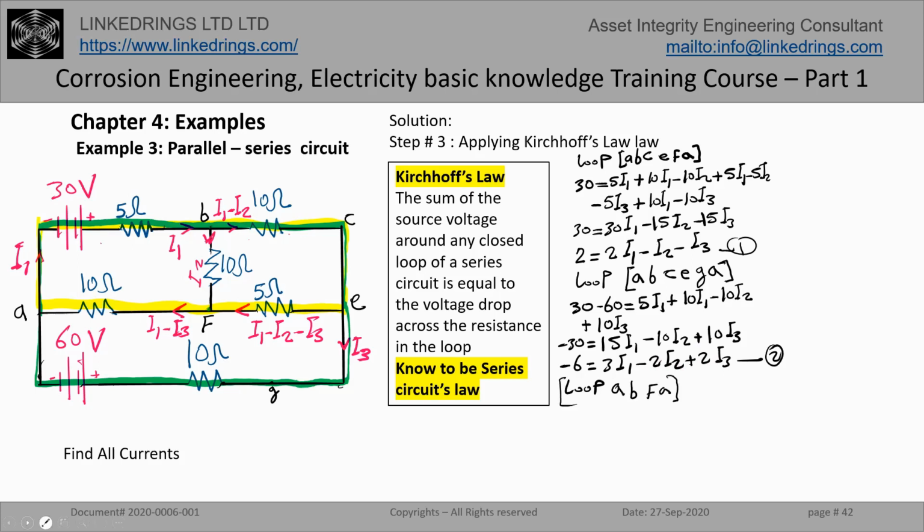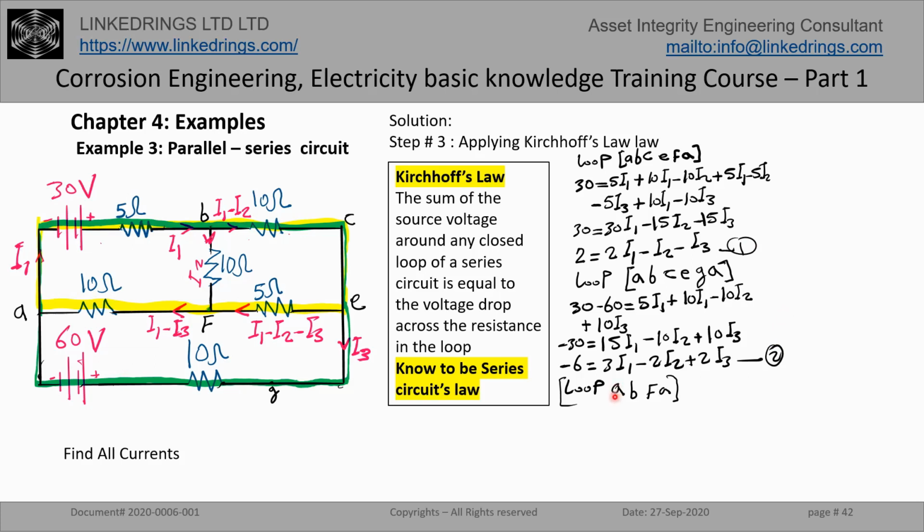Now let's take another law. So how many equations do I have before I continue? We have 2 equations. How many unknowns do we have? We have I1, I2, I3. So we need three equations to solve the 3 unknowns. Now I have only 2. I applied it on 2 circuits, the yellow color and the green color. So now I have to go to another loop.